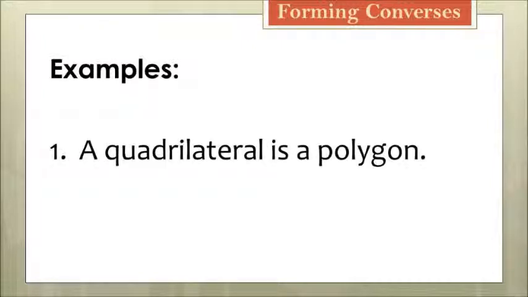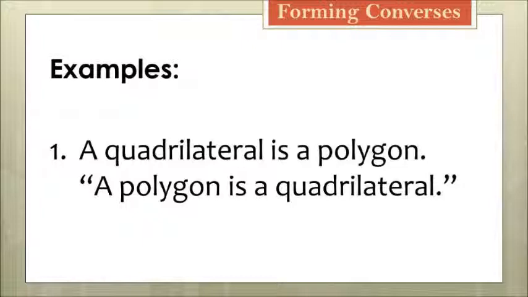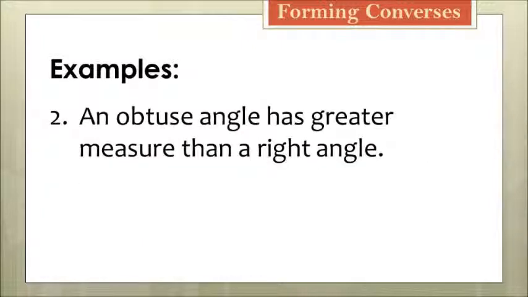The given is, a quadrilateral is a polygon. The given is in the subject-predicate form. Its subject is quadrilateral, and the predicate is polygon. In forming the converse of the statement, all you have to do is interchange the subject and predicate, and so it becomes a polygon is a quadrilateral. We have now our second example.